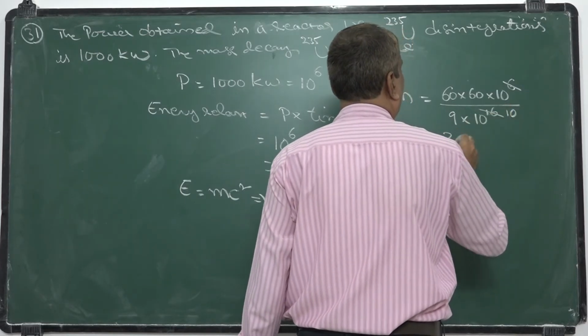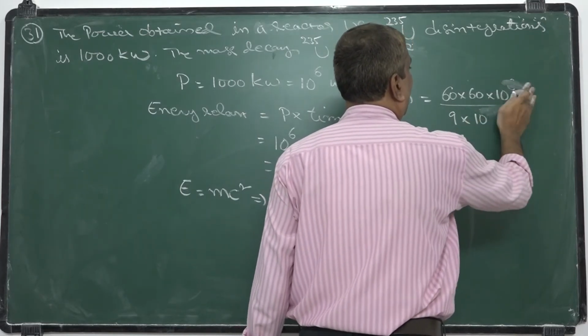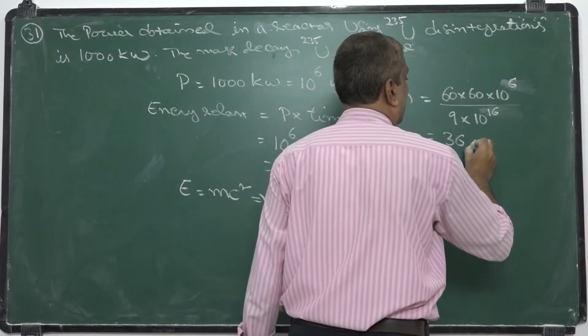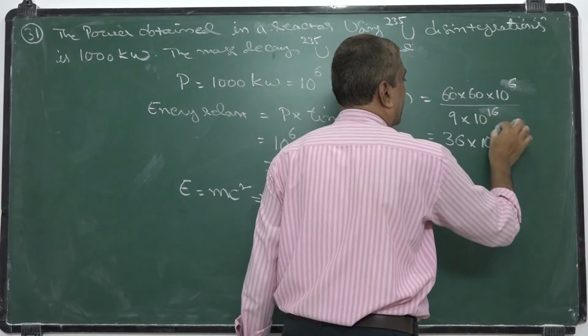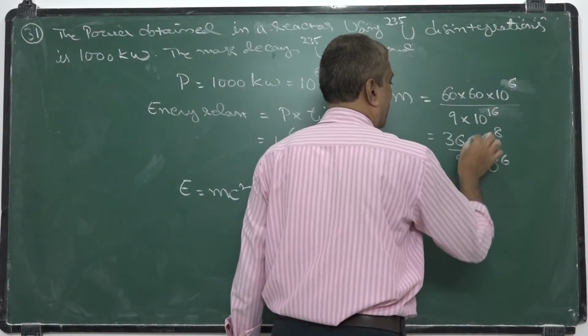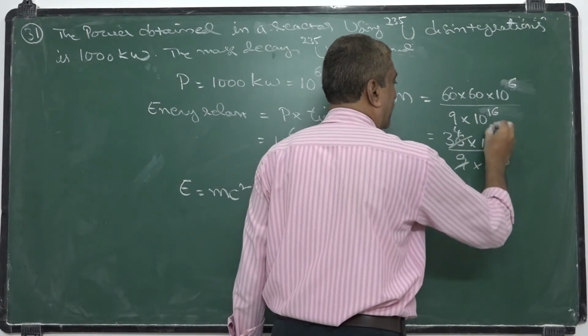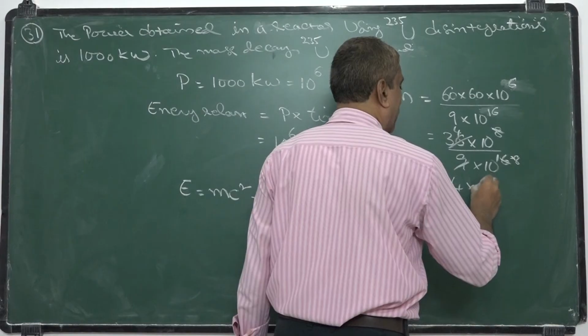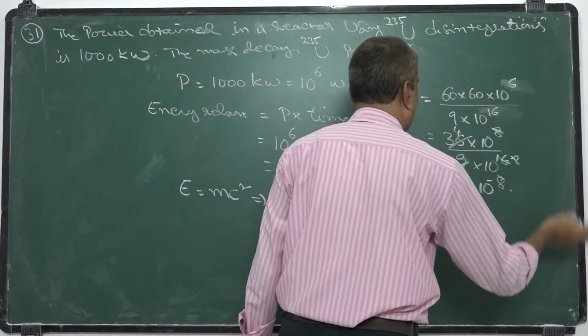Okay, 36, we can write like this, 36 into 10 to the power 8 divided by 9 into 10 to the power 16. So it is 4, and the power is minus 8, sorry, plus 8. So that is 4 into 10 to the power minus 8.